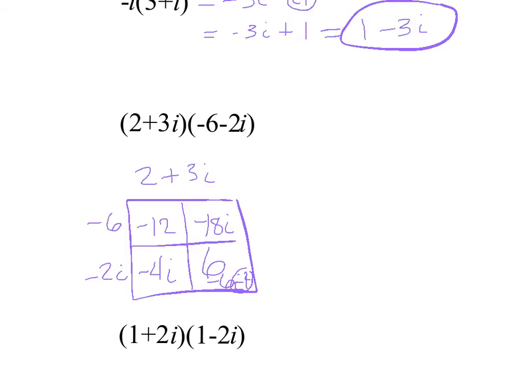So again, I'll look at my real parts and add those together. I get negative 12 plus 6 is negative 6. And then we have negative 4i minus 18i would be negative 22i. And that would be my answer.